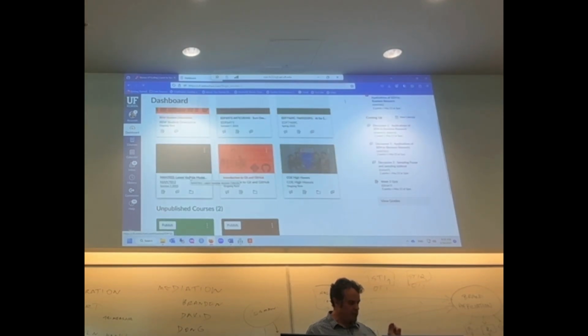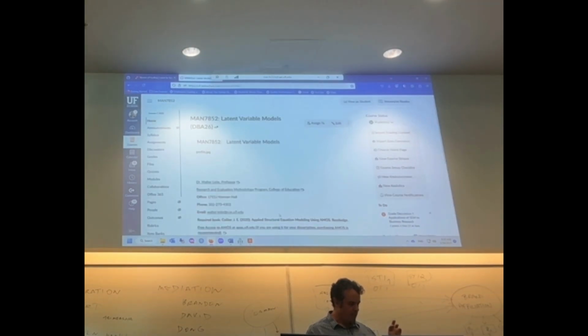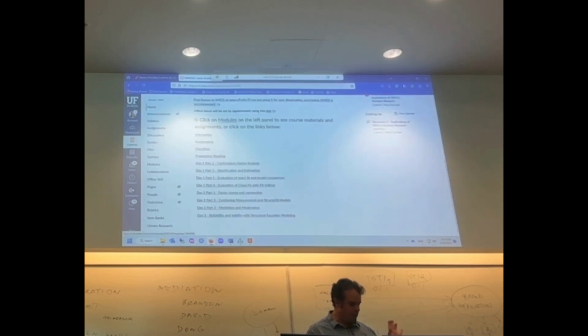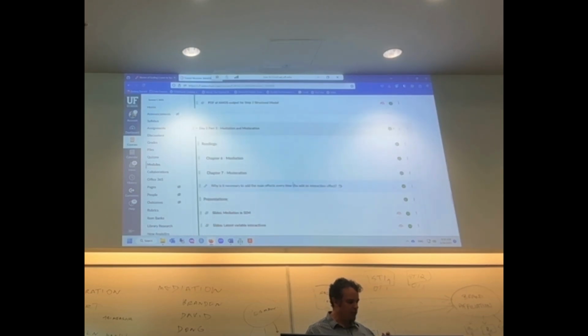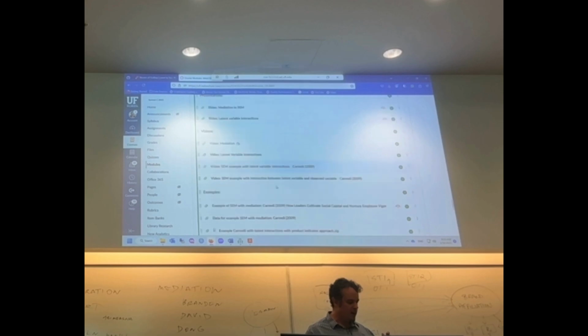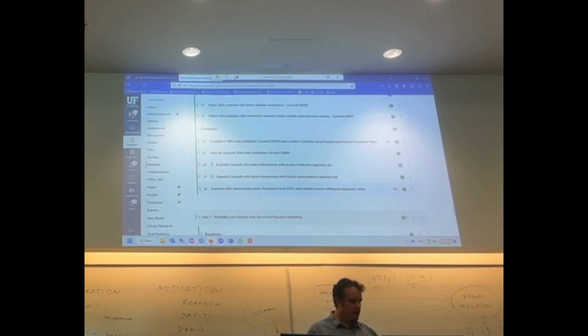Okay, we're going to be looking at this paper here. The paper is not of top quality. There are some issues, but it does serve as an example. So here, at the end, I put day 2 part 3, example with latent moderation.